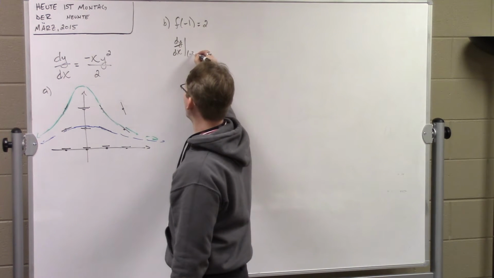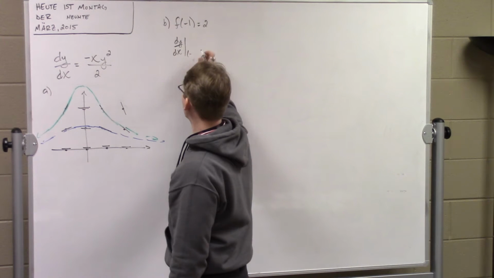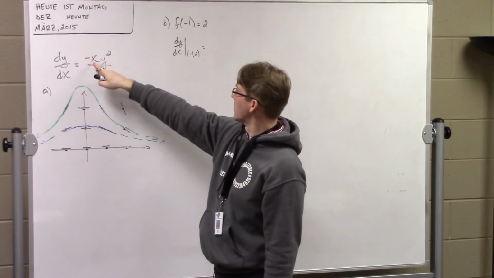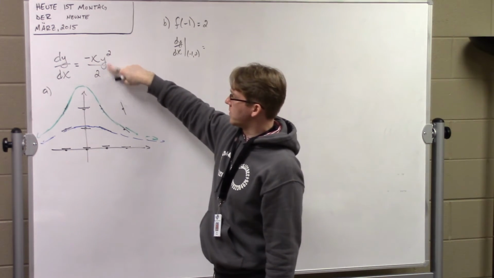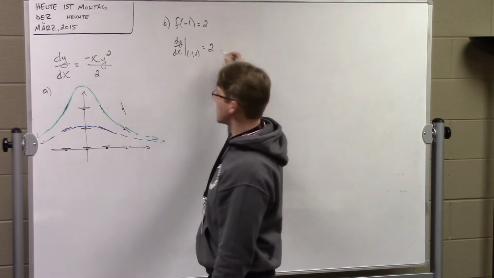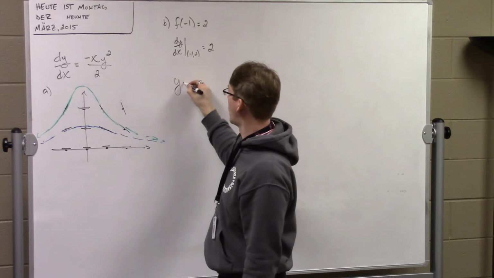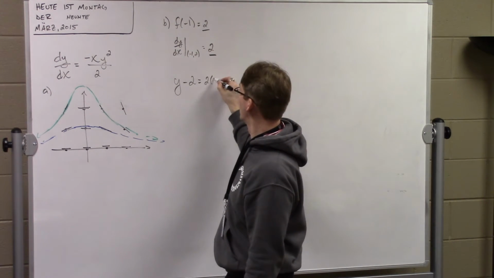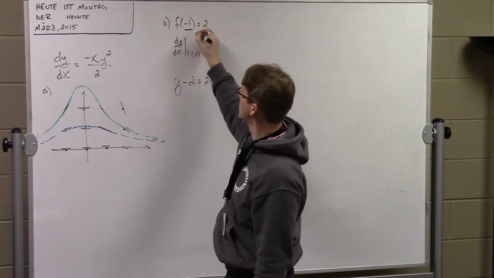So I will use the point -1, 2 in my derivative. -1's going to make that a +1, 2 squared is 4, 4 divided by 2 is 2, so my slope is 2, giving me an equation: y minus 2 is equal to 2 times x plus 1.